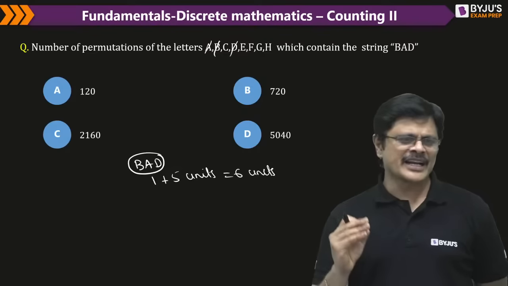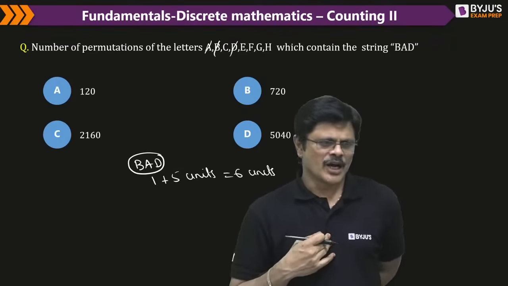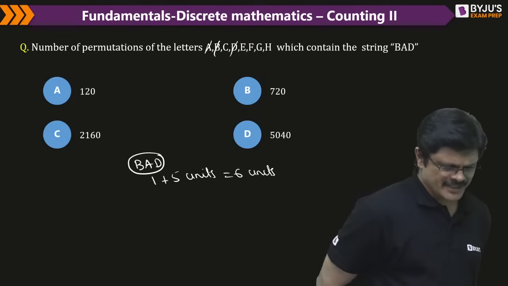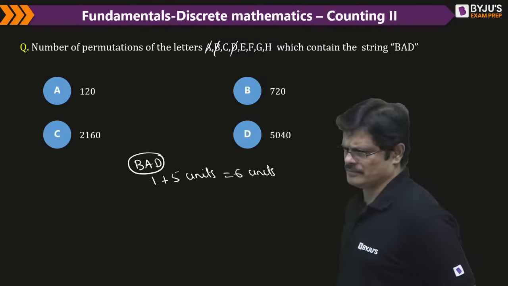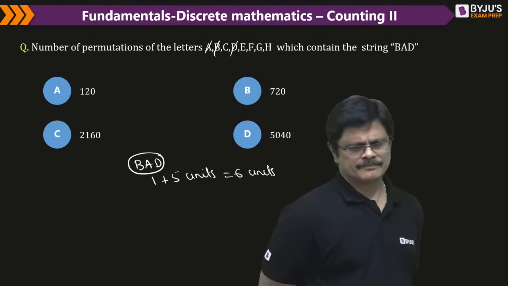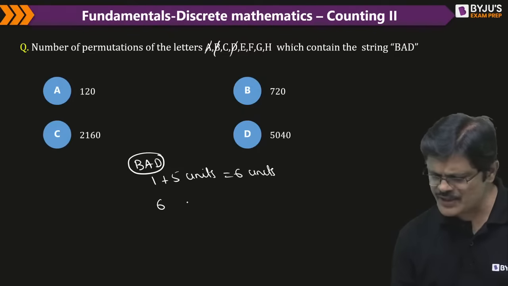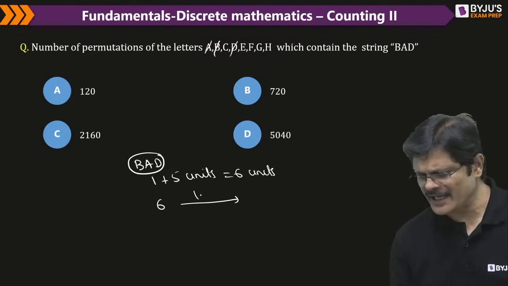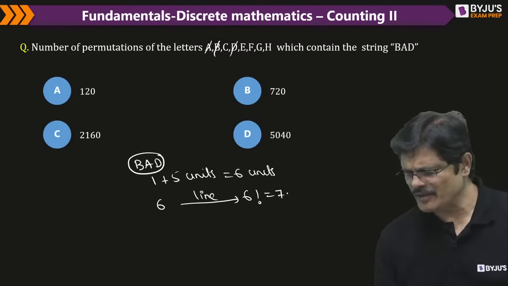How many ways can you arrange 6 units in a line? 6 factorial ways, which is 720.